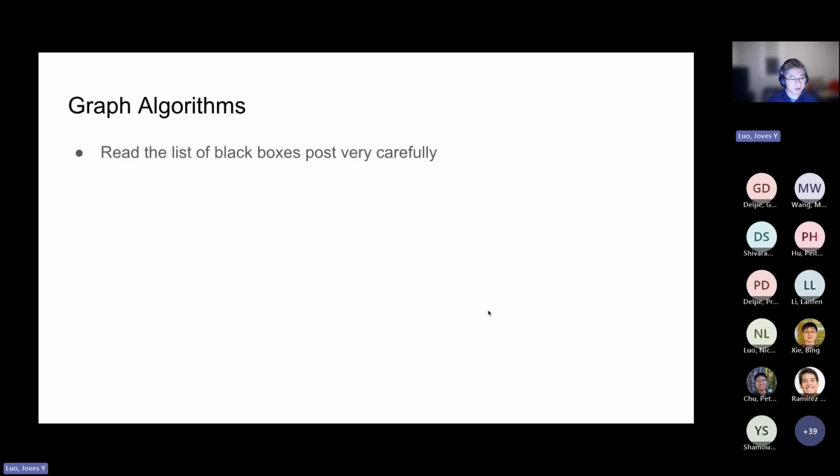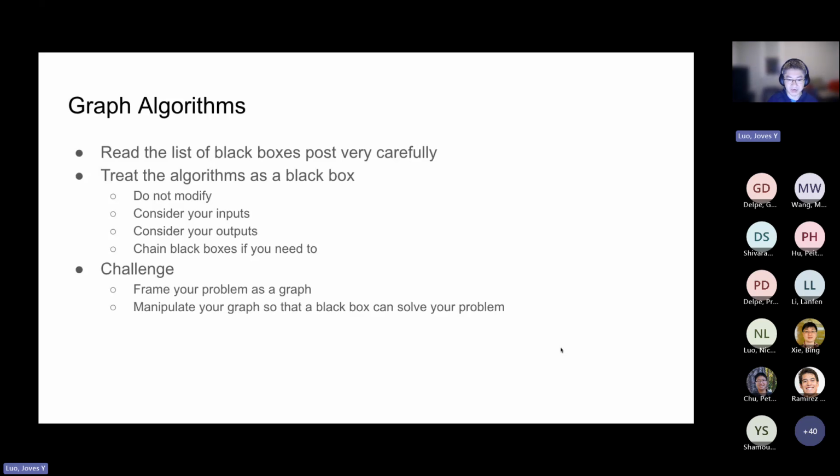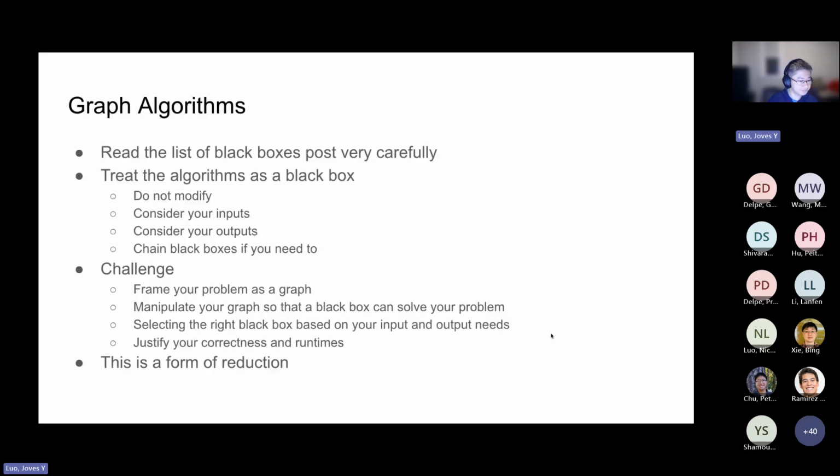Okay. Graph algorithms. Read the list of black boxes post very carefully. Treat the algorithms as a black box. Do not modify. Consider inputs, outputs. Chain black boxes if you need to. I think I've done a few of those with the practice problems. And the challenge of this whole thing is to frame your problem as a graph and then manipulate your graph so that it solves your problem. Select the right black box based on the input and output needs, and then justify correctness and runtimes. And this is a form of reduction. We will see more reductions in the next topic, but this is considered a reduction problem.